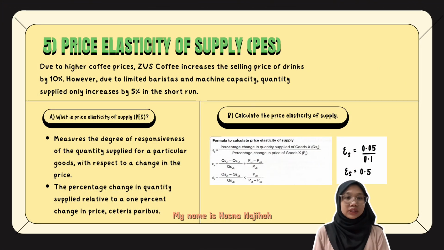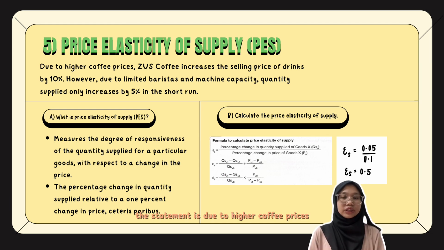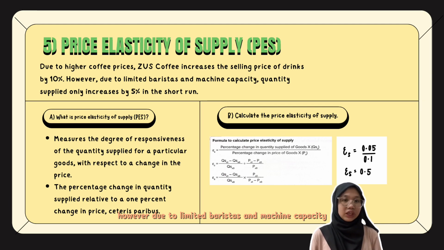My name is Usman Najiha. I would like to explain some questions about price elasticity of supply. The statement is, due to higher coffee prices, Zeus Coffee increases the selling price of drinks by 10%. However, due to limited baristas and machine capacity, quantity supplied only increases by 5% in the short run.